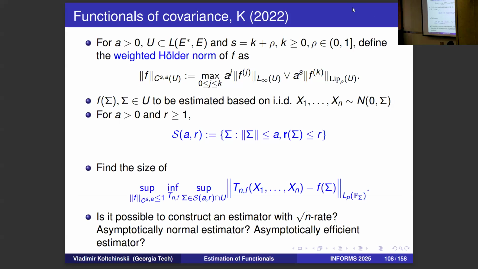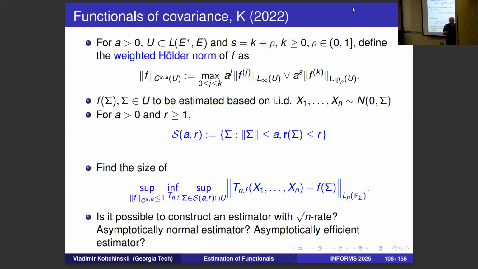Okay, so what we want to do at the end, ultimately, we want to study the following problem. I will introduce here, on the space of symmetric operators acting from E star to E, symmetric bounded operators, another version of the Hölder norm, a slightly modified version. I call it the weighted Hölder norm. So I put some weights, some weight A, on the norms of the derivatives.